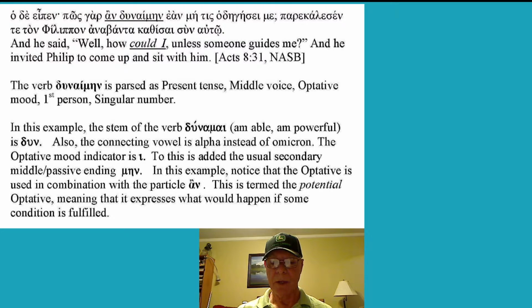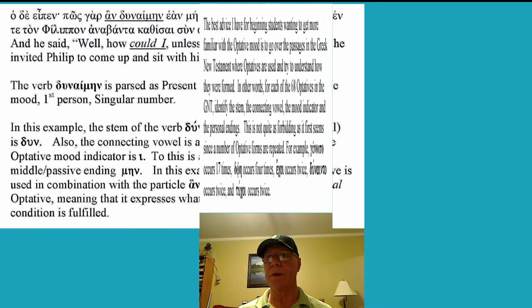In this example, the stem of the verb diname, am able, am powerful, is delta epsilon ni, din. Also, the connecting vowel is alpha instead of omicron. The optative mood indicator is iota. To this is added the usual secondary middle passive ending, mean. In this example, notice that the optative is used in combination with the particle on. This is termed the potential optative, meaning that it expresses what would happen if some condition is fulfilled.